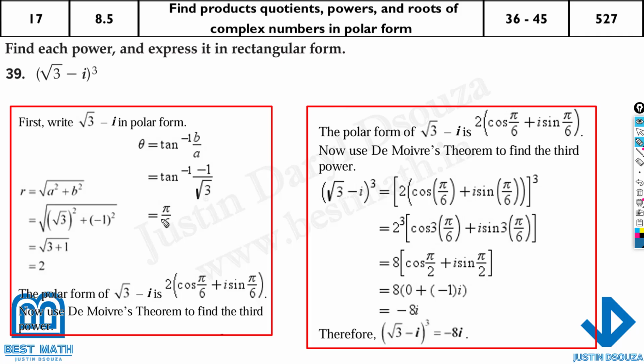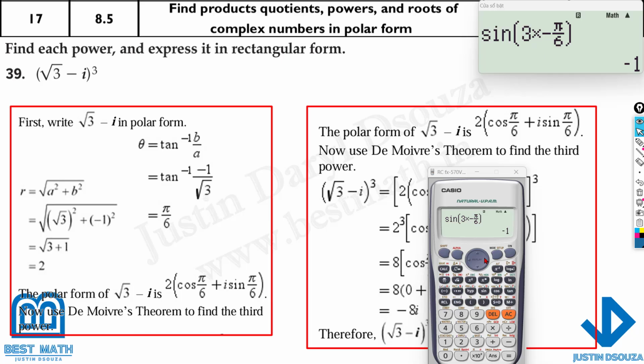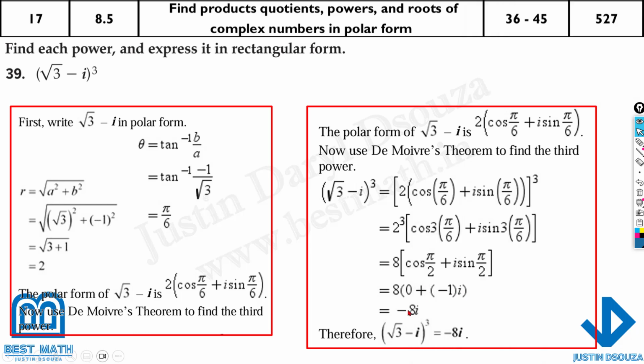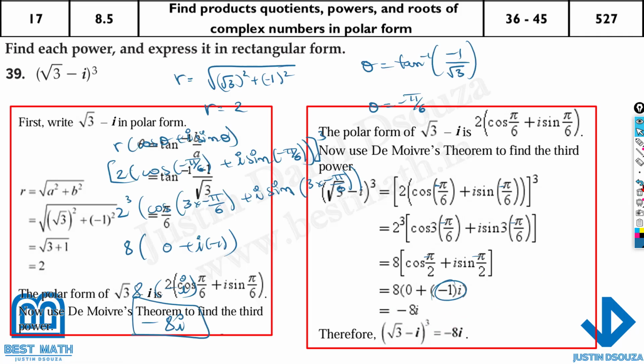Okay, they have missed the minus sign here itself, but I'll show you why the solution set is wrong. Here we have sine 3 times minus pi by 6, it's minus 1. But what if I remove this minus sign? It's going to be positive 1. It's entirely wrong. Here this answer should have been plus 8, but the correct answer is what we had got as well. It is minus 8i, but here they have missed out the minus signs.